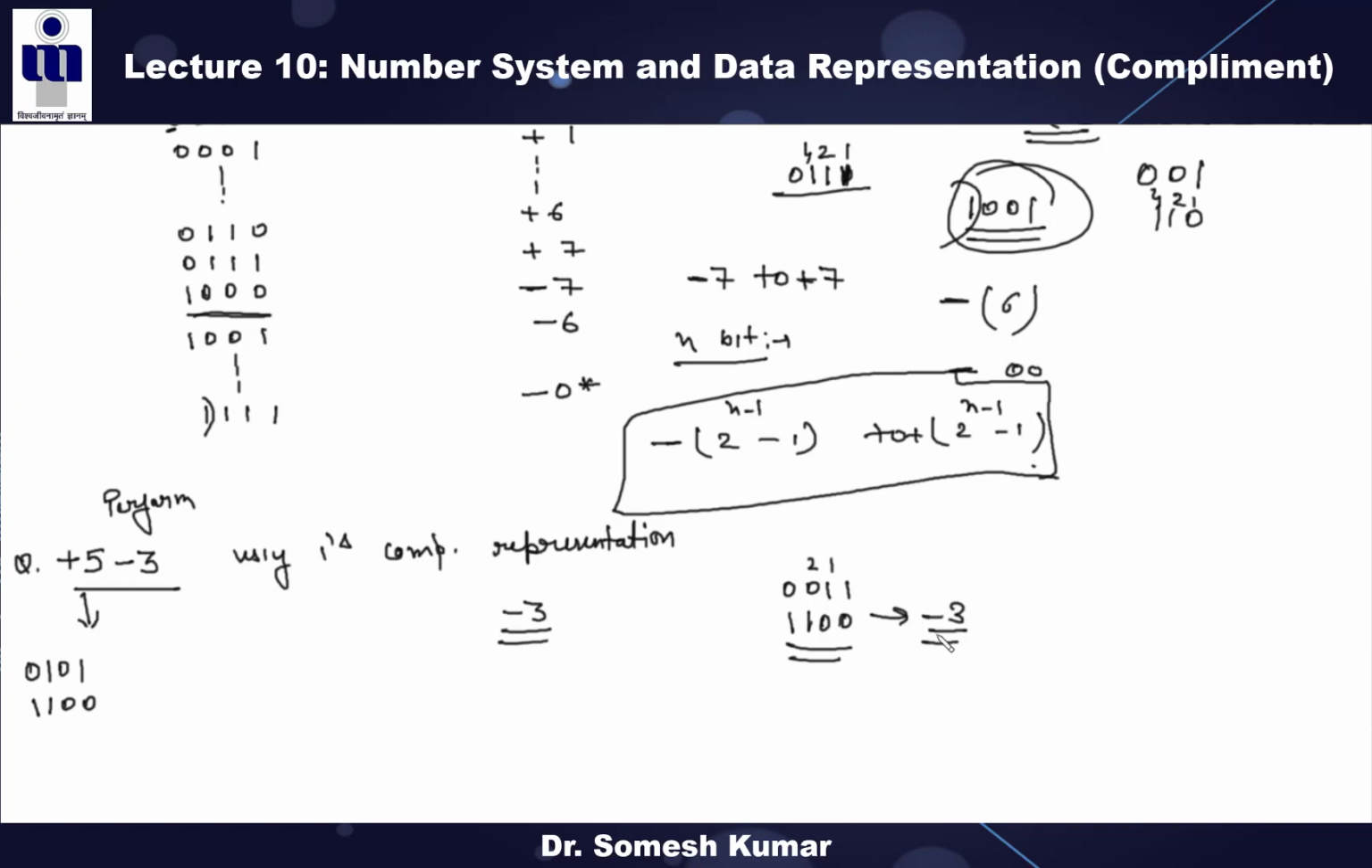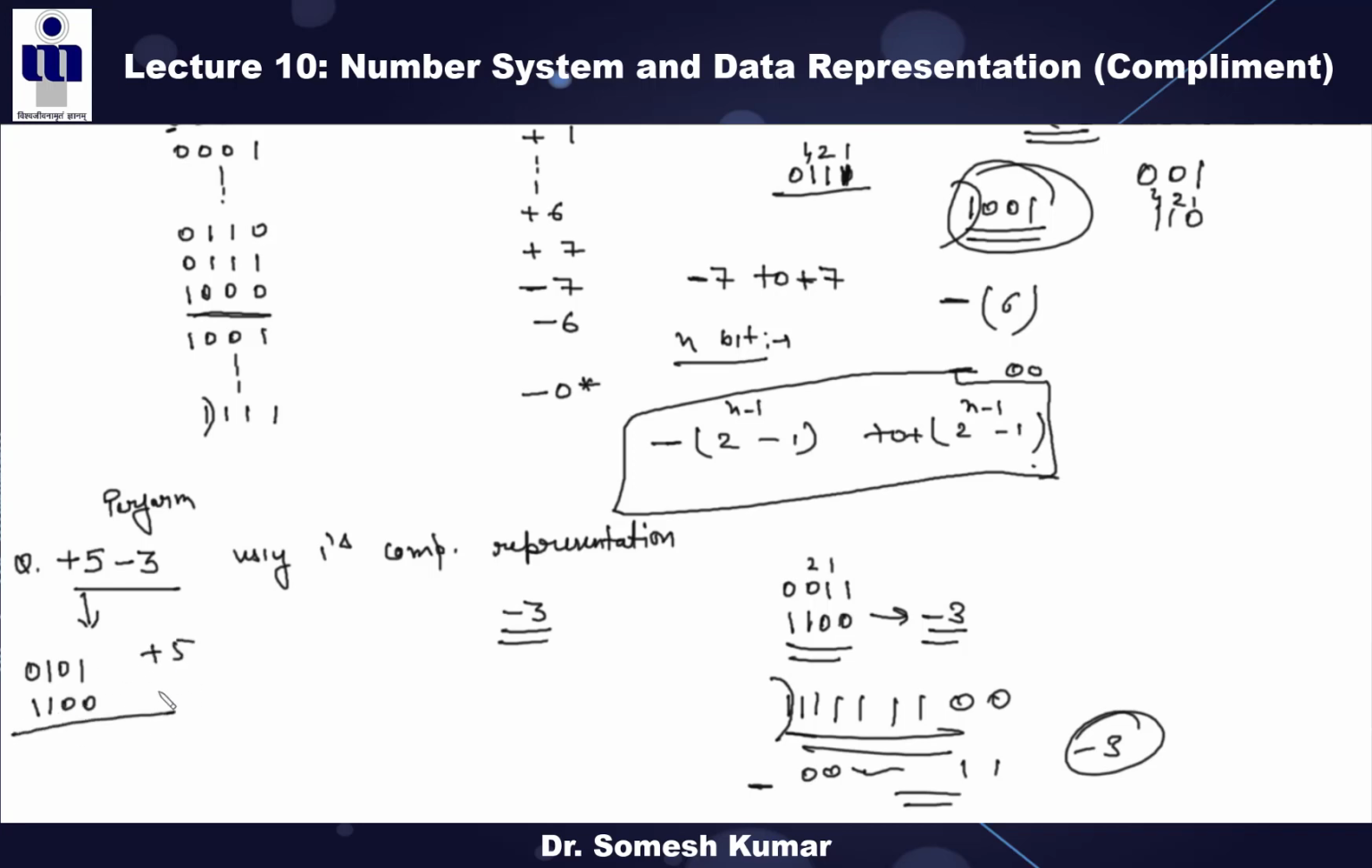So if you want to write minus 3 with 5 bits, extend the MSB. This is also your minus 3, right? Because check the MSB. If it is 1, then it means negative, and then take the 1s complement. It becomes 0, 0, 0, 1, 1. It is minus 3, right? So to expand the number of bits in the 1s complement representation, copy the MSB bits, right? So now it is plus 5, it is minus 3.